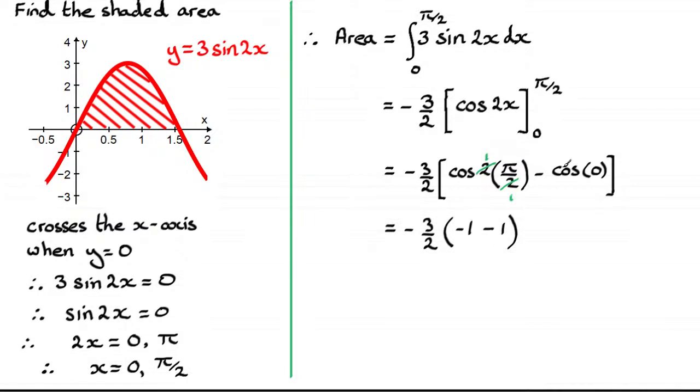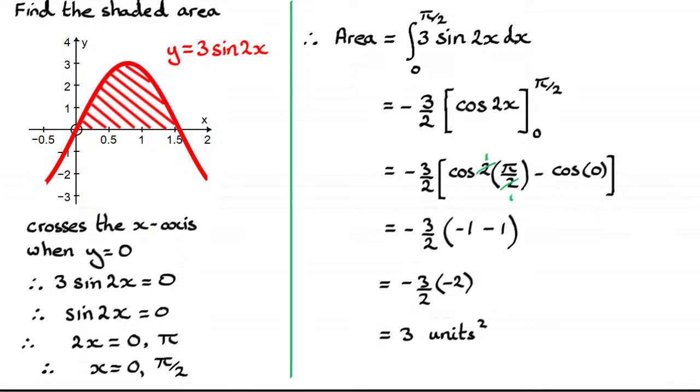Cosine of pi is -1 minus the cosine of 0, which is 1, I should say, but you've got that negative there. Simplify that, and you're going to get 3. 3 units squared, 3 square units. Well done to all of you out there who had a go on that one.